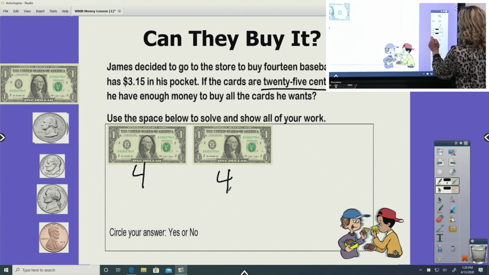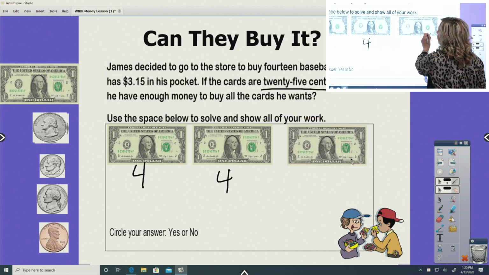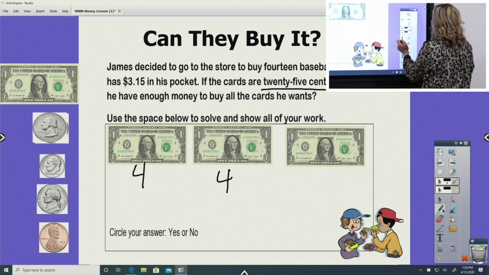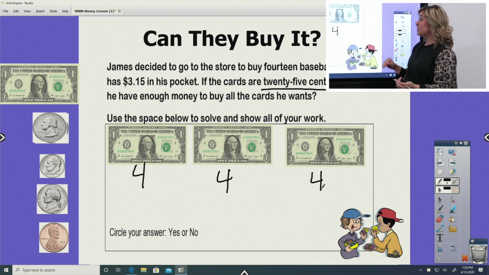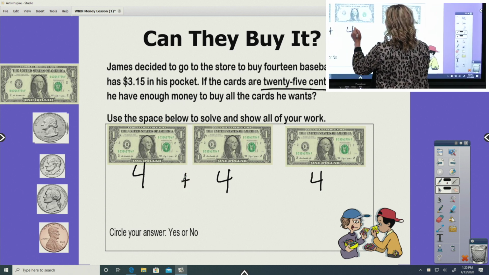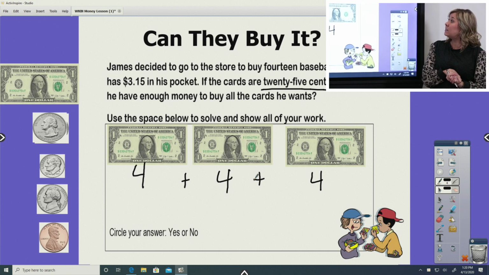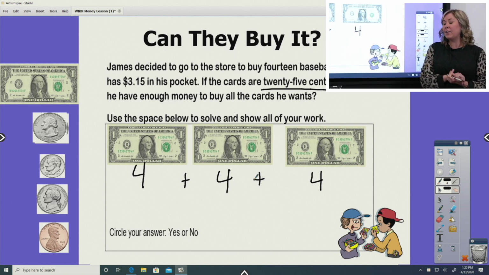If we drag over another $1, now we're at $3, so we're getting close to his $3.15. That's another 4 baseball cards. So 4 plus 4 plus 4 is 12, and we're at $3. All he has left is 15 cents. Can he get another baseball card?